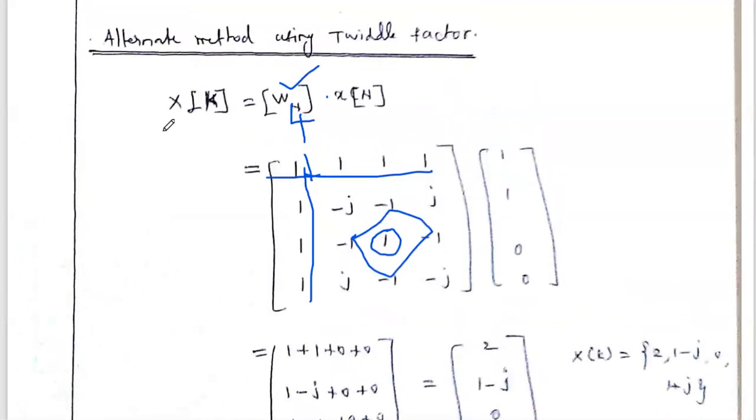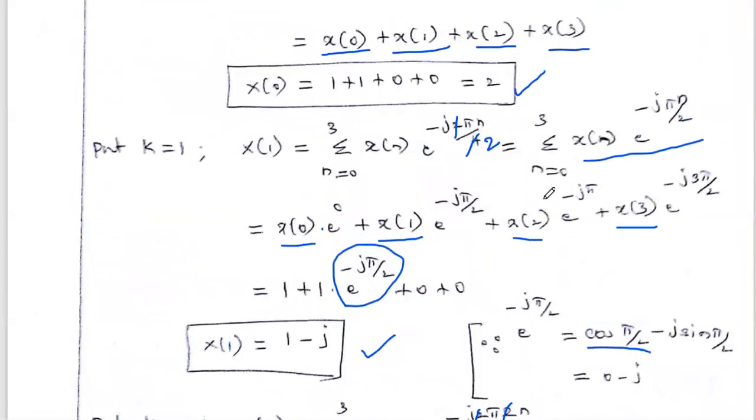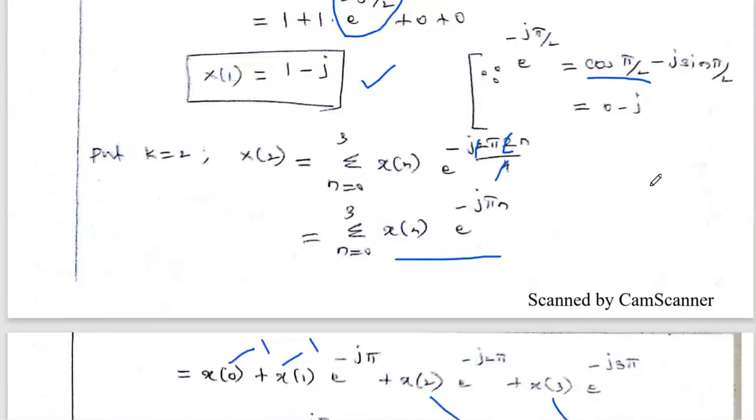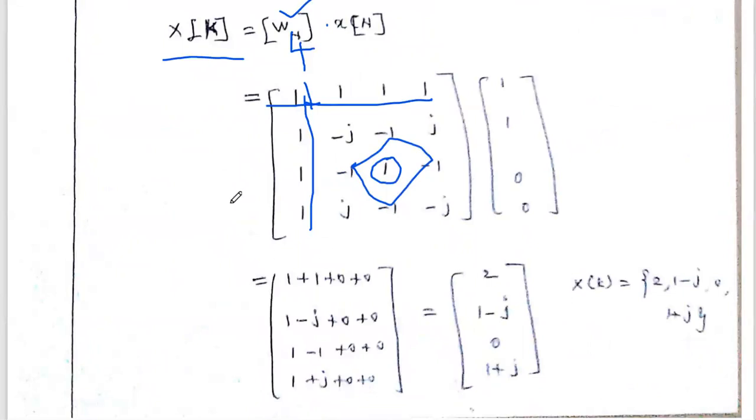If you want to find the 4-point DFT, it is obtained by simply multiplying this 4-point twiddle factor with our input sequence x of n. So what is the given input sequence for our problem? The given input sequence x of n is equal to 1, 1, 0, 0. You just write these 4 elements column-wise, and you have to multiply this twiddle factor with this input sequence matrix.